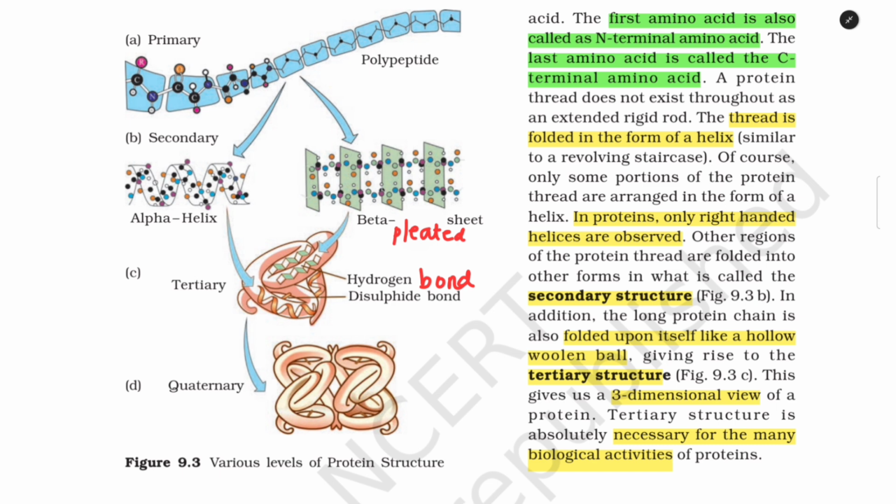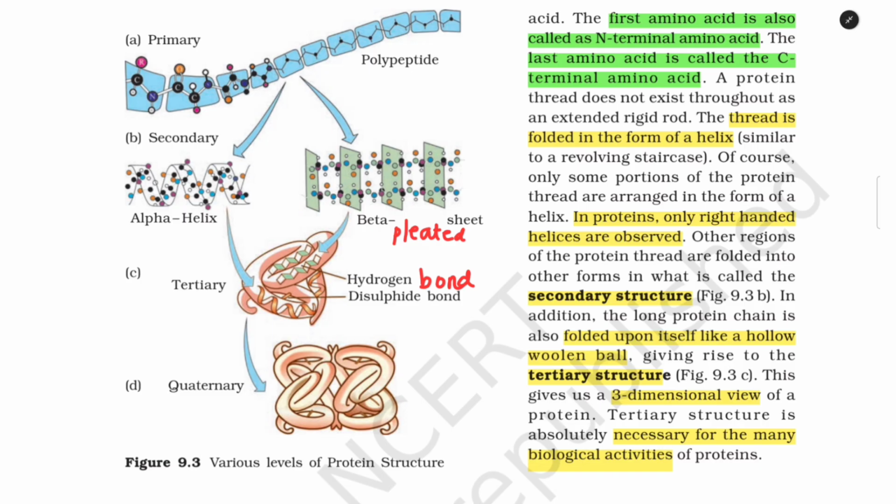A protein thread does not exist throughout as an extended rigid rod. The thread is folded in the form of a helix similar to a revolving staircase. Of course, only some portions of the protein thread are arranged in the form of a helix. In proteins, only right-handed helices are observed. Other regions of the protein thread are folded into other forms in what is called the secondary structure, figure 9.3b.